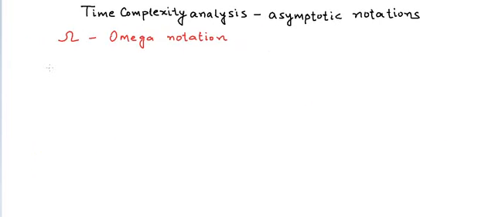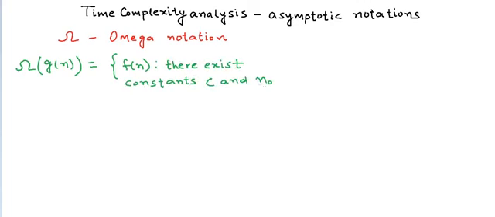So let us now define another asymptotic notation, and this notation is called omega notation. And the definition for this notation is that if we have a positive function g(n) that takes positive argument n, then omega of g(n) is defined as the set of all the functions f(n) such that there exist constants c and n naught for f(n), so that c times g(n) is less than or equal to f(n) for all n greater than or equal to n naught.